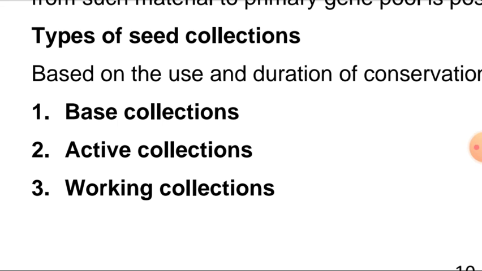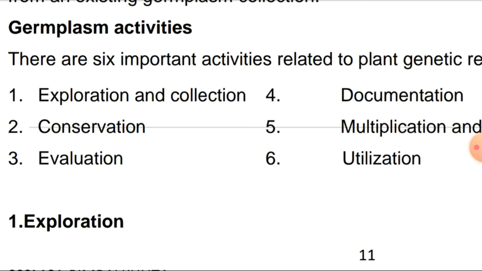Then after that types of seed collection we can study which are the important germplasm activities. Six important germplasm activities are there. Explorations and collection, this is the first one. Second one, conservation. After the conservation, third one will be evaluation. Fourth one, documentation. Fifth one, multiplication and distribution. And sixth one, utilization. So in case of that six activities, first one, that is the explorations.